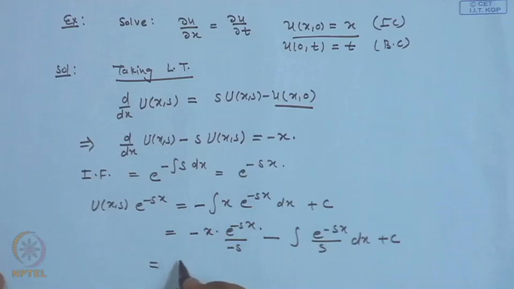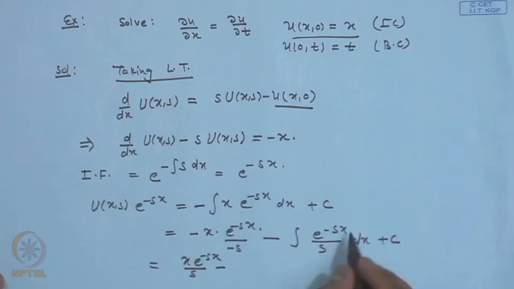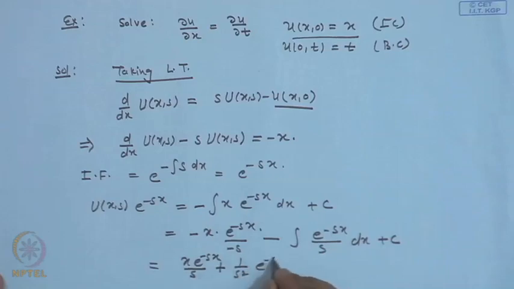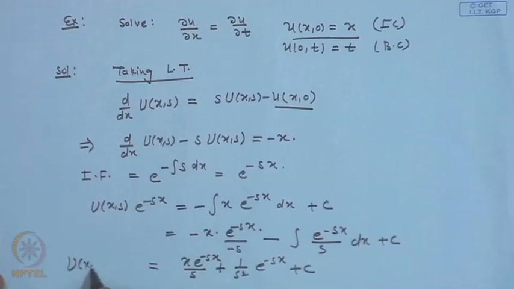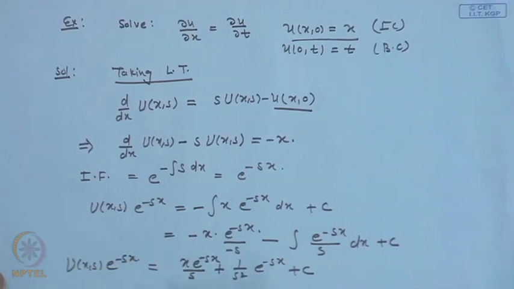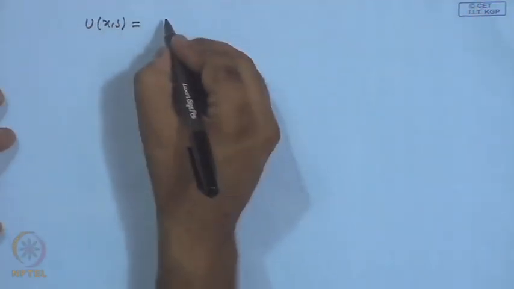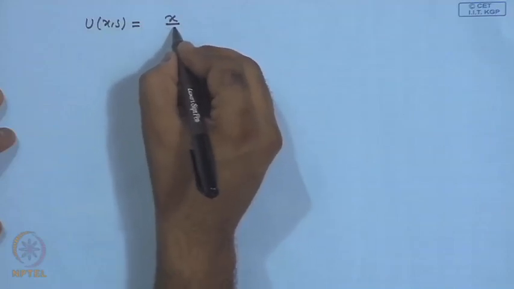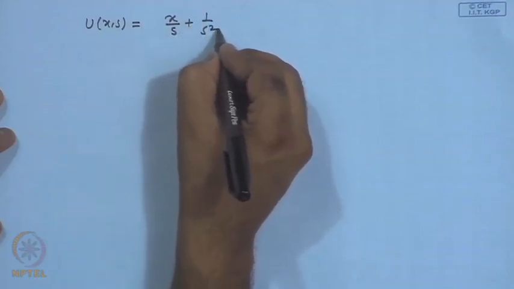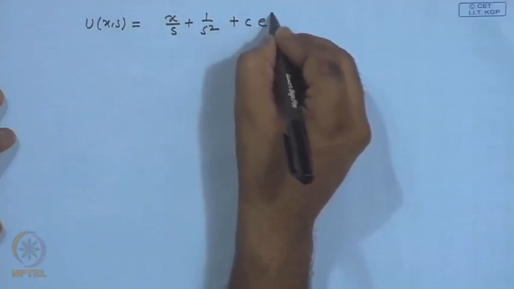So what we have is x e^(-sx) over s, and once again we integrate: e^(-sx) over minus s, so we get plus 1 over s squared e^(-sx) plus c. So this is our U(x,s) e^(-sx). Now we get U(x,s) equal to x over s plus 1 over s squared plus c e^(sx).